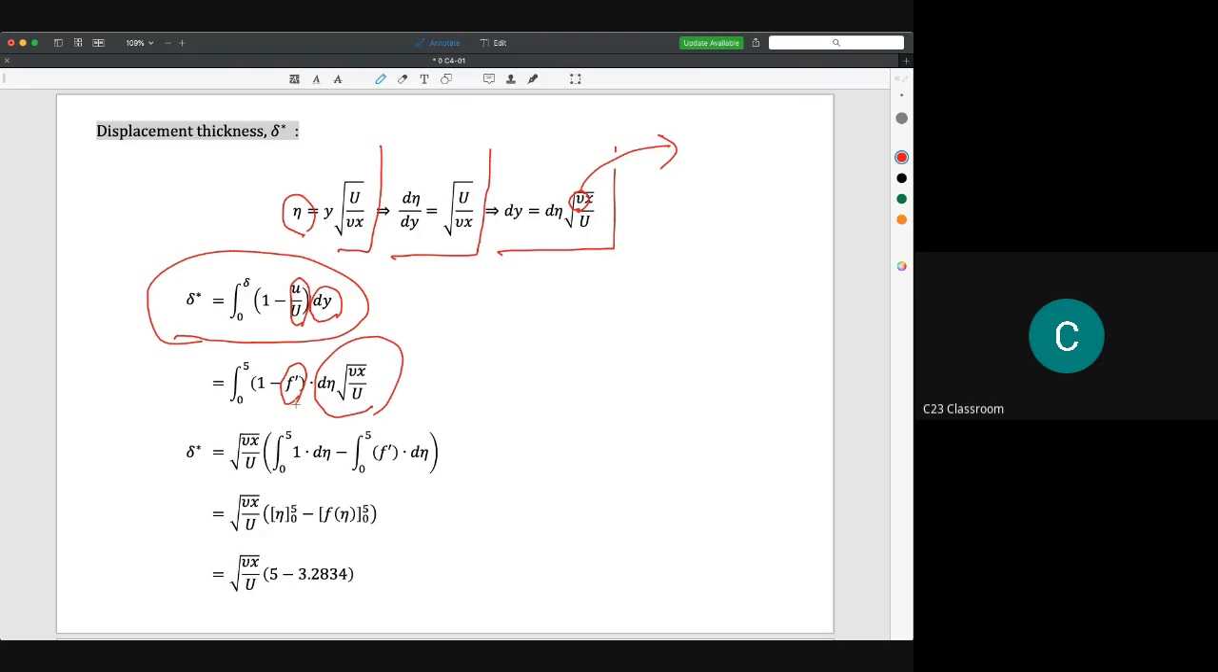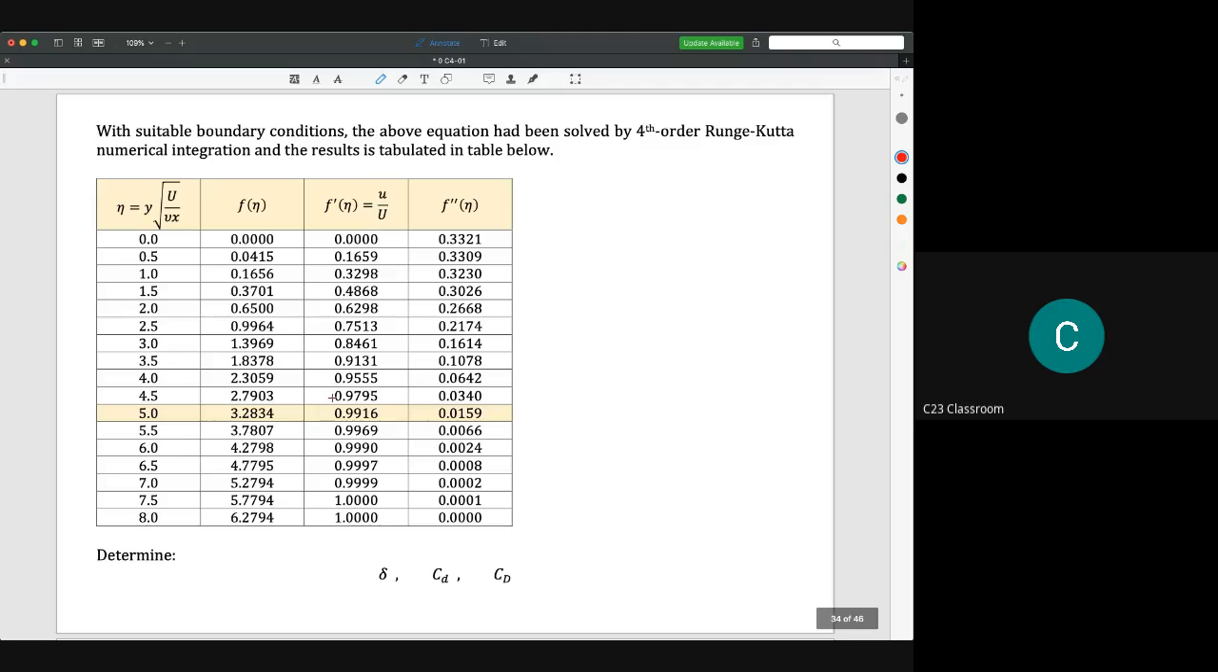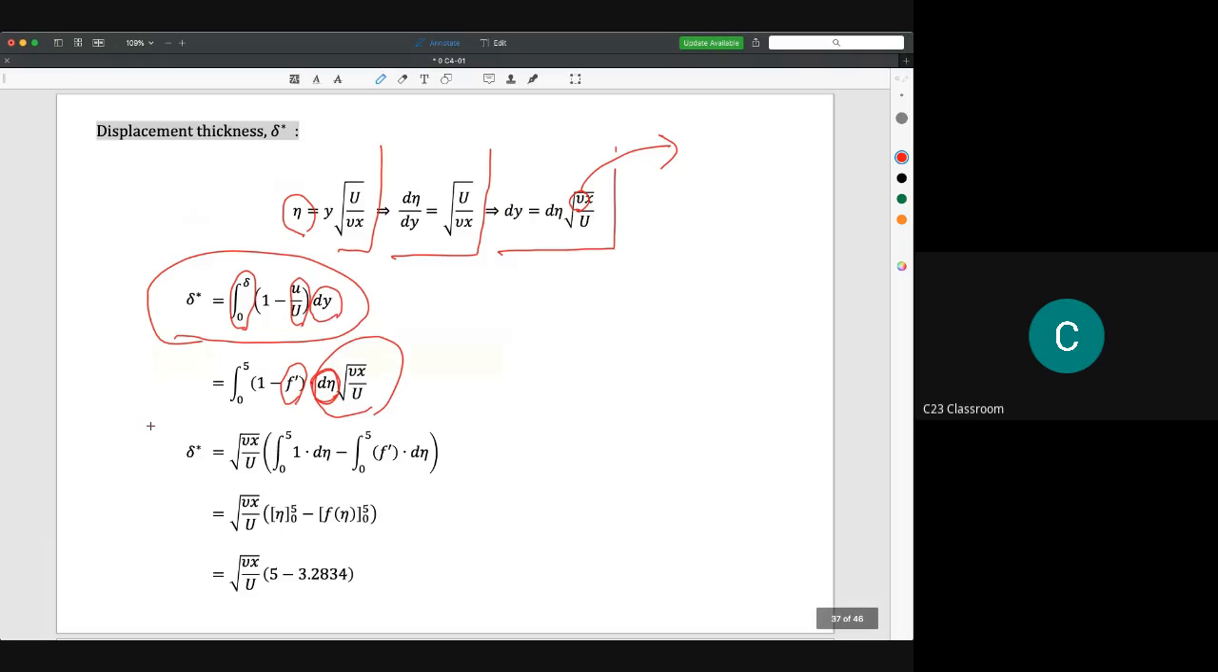Okay, and then we need to change the limit. So the limit is not 0 to delta anymore, because we do our integration in terms of eta. And according to the table, the limit is from 0 to 5.0. So it means now the limit is 0 to 5.